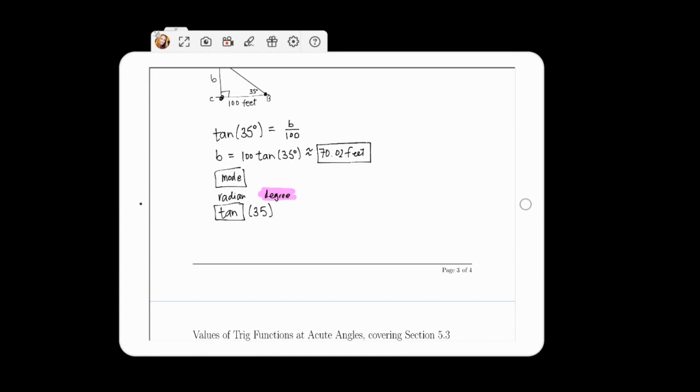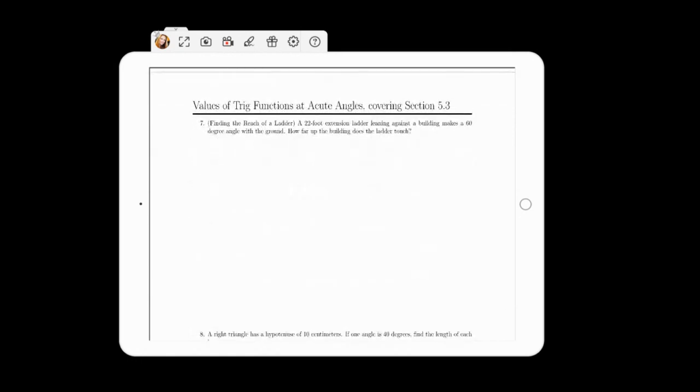And make sure that you only use your calculator when it's an angle other than pi over 3, pi over 6, or pi over 4, because those you can always give the exact answer without use of a calculator. Okay, we've got a couple more real-life examples to go through.